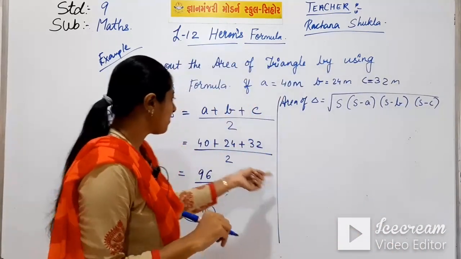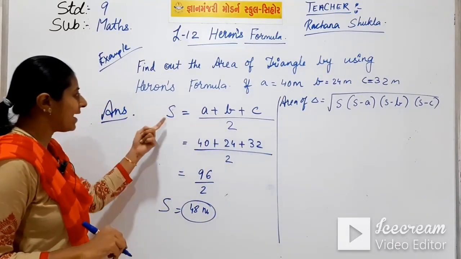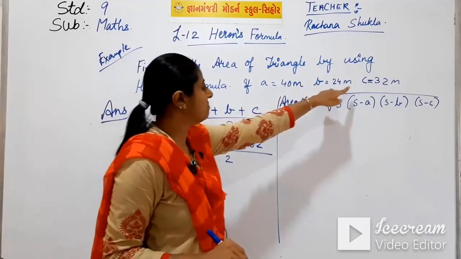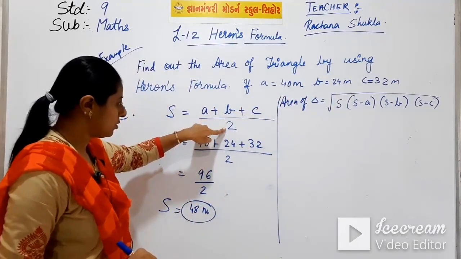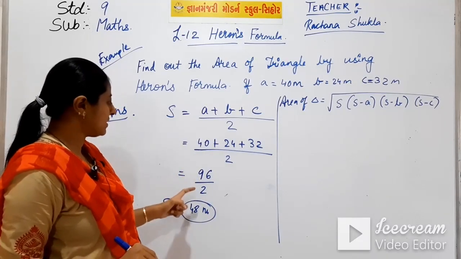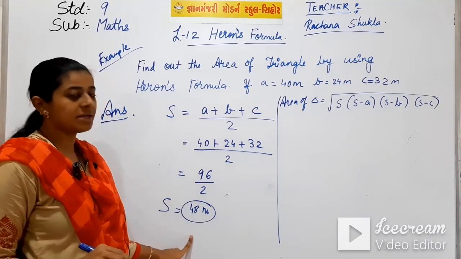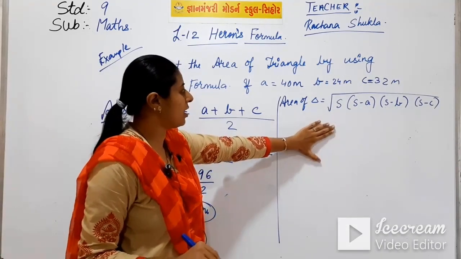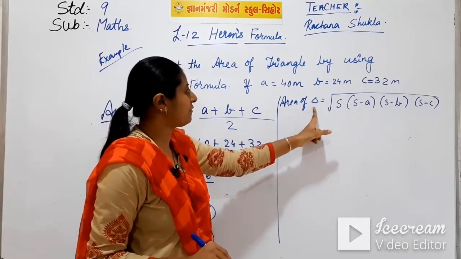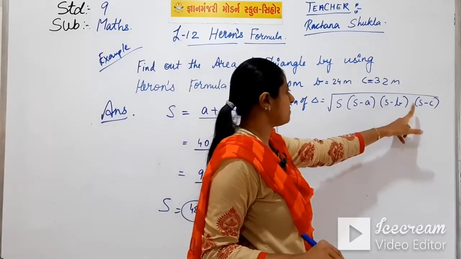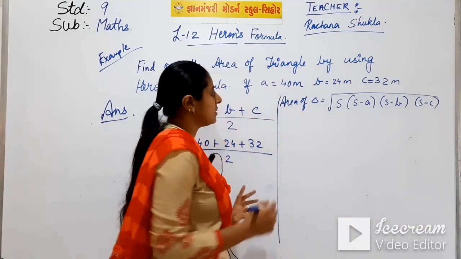Look here. First we found out S. How we found out S? By A plus B plus C upon 2. That is 96 upon 2. Your answer is 48 meter. Now we will put the formula of Heron's. Area of triangle equal to S minus A, S minus B into S minus C.